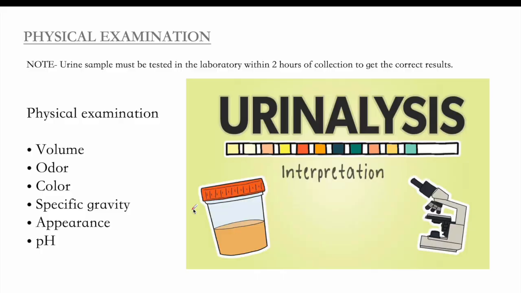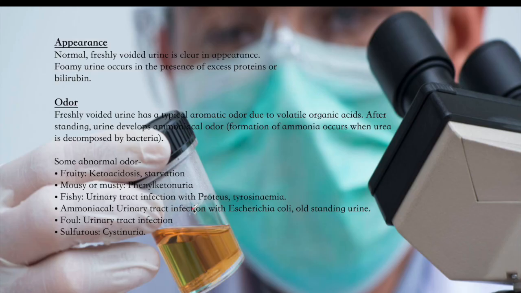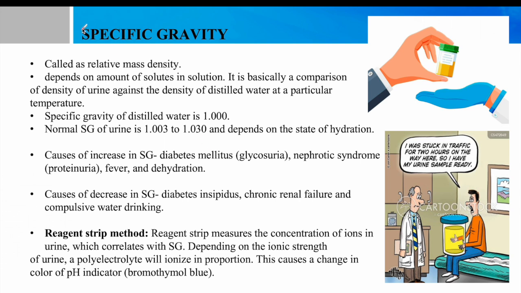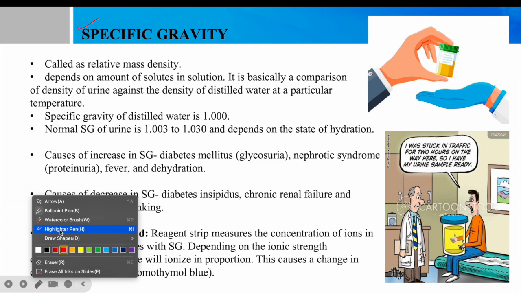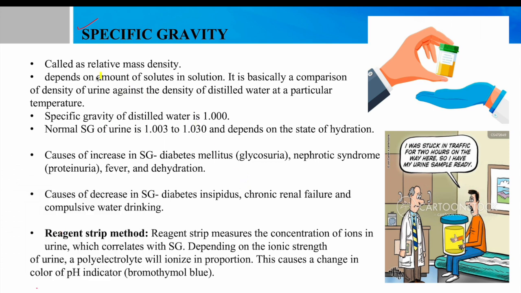So where we have discussed all these parameters, today we will discuss specific gravity. What do you understand by specific gravity? It is also called relative mass density, and it mainly depends upon the amount of solutes in the solution. Basically, we compare the density of urine against the density of distilled water at a particular temperature. The temperature is fixed, and we compare the density of urine with the density of distilled water.